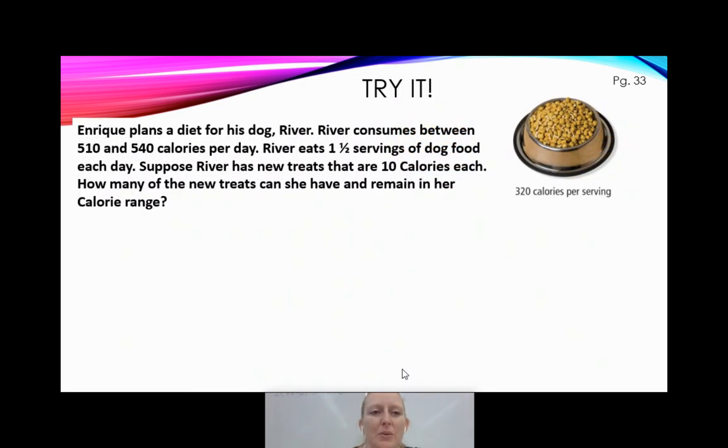But you know what? As Enrique's planning this diet, he finds some new treats. So again, River is still consuming between 510 and 540 calories a day. River's still eating 1.5 servings of dog food each day, but we found new treats. River's new treats are only 10 calories each. Fortunately, dogs can't count calories, so River probably doesn't know that these are lower calorie treats. How many of the new treats can she have and remain within her calorie range? Go ahead, hit pause to work this out, and then hit play when you're ready to check your work.